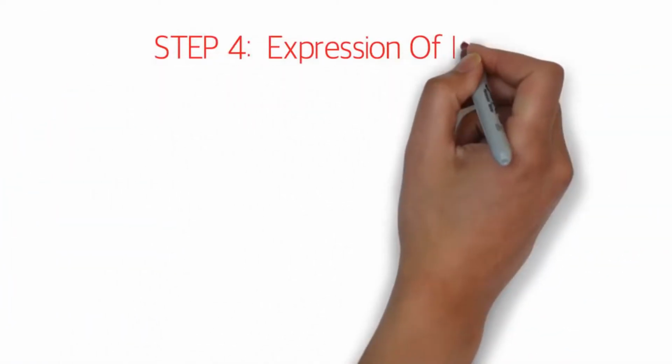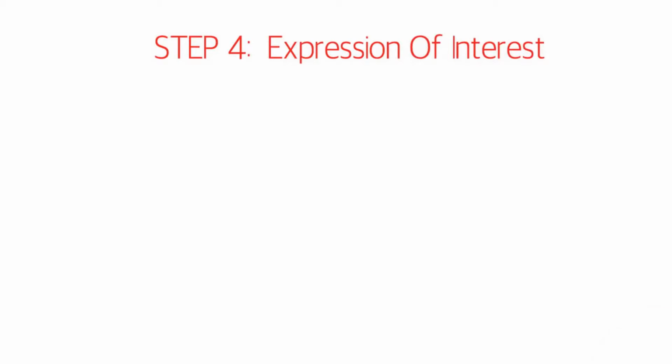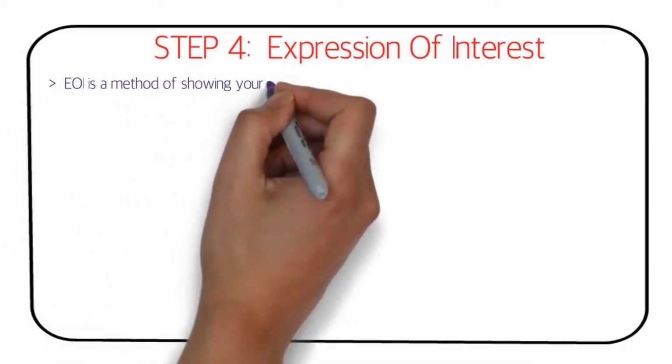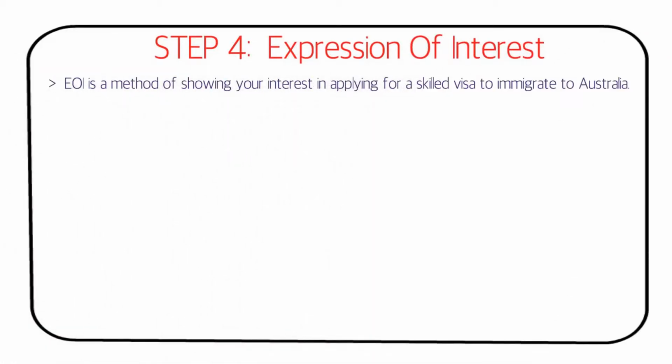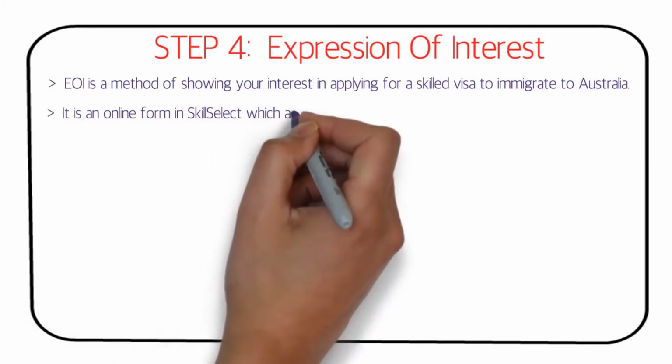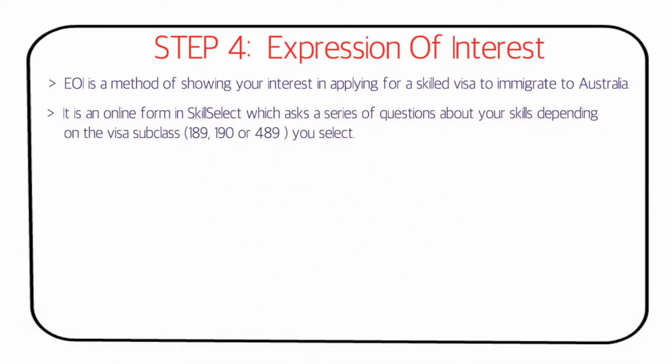Step 4, expression of interest, which is also called EOI. EOI is a method of showing your interest in applying for a skilled visa to migrate to Australia. It is an online form in SkillSelect. Now, SkillSelect is an application, so you need not worry about that. It's an online form in SkillSelect which asks a series of questions about your skills depending on the visa subclass you select.